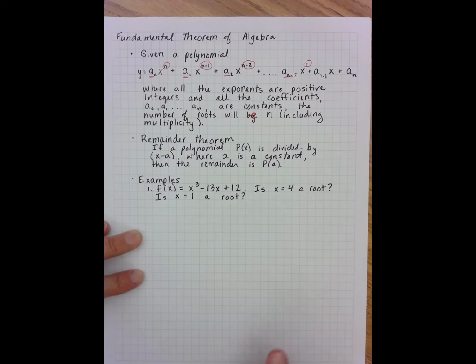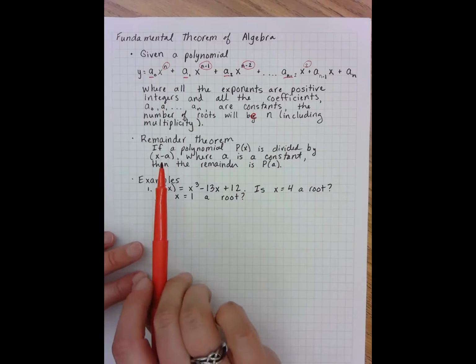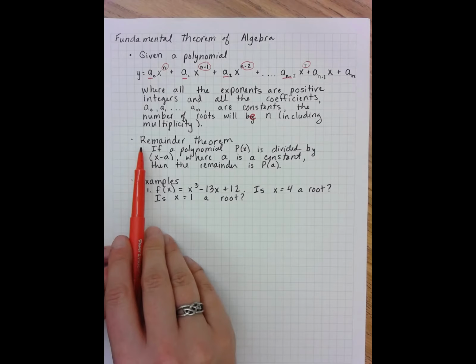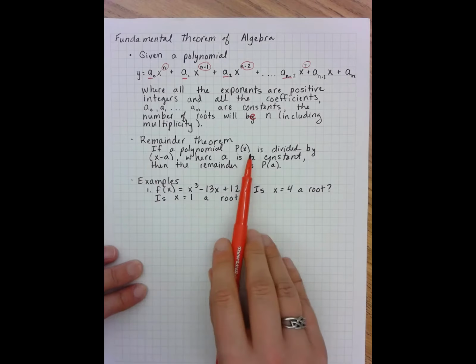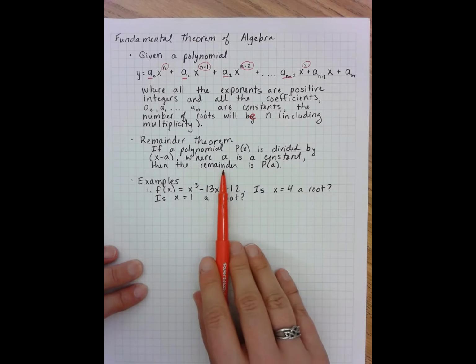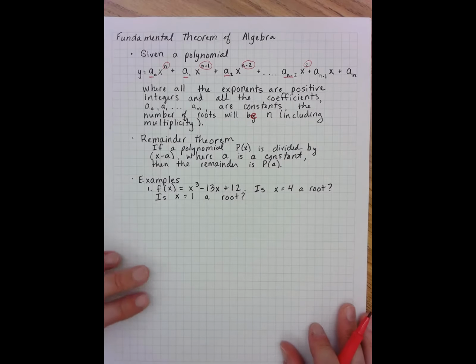The other piece of the fundamental theorem of algebra, which is kind of a separate theorem but related, is the remainder theorem, which says if a polynomial is divided by x minus a, where a is a constant, then the remainder is p of a. So we're going to look at a bunch of examples to try to make some sense of this.